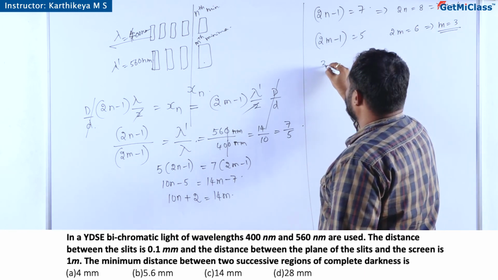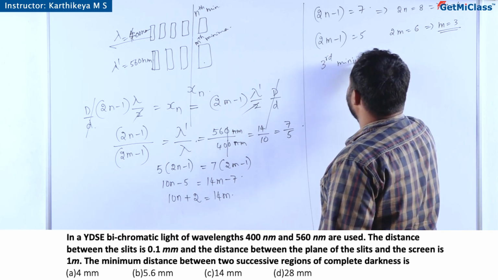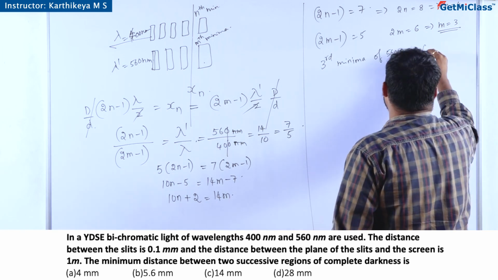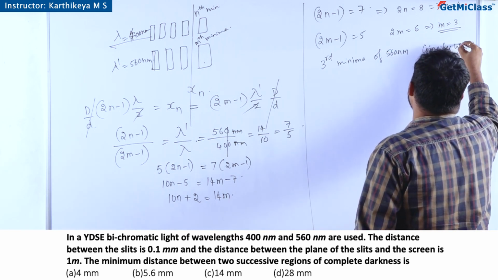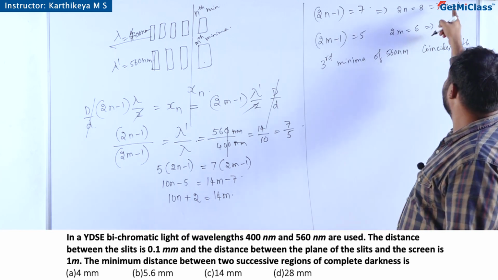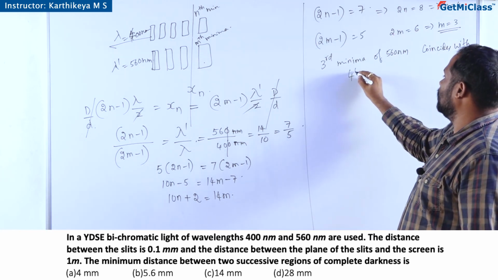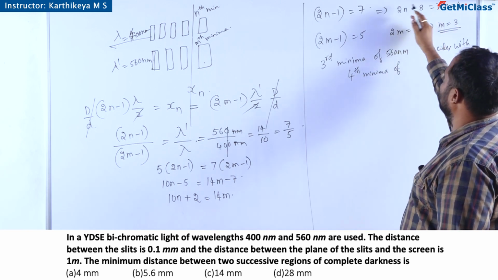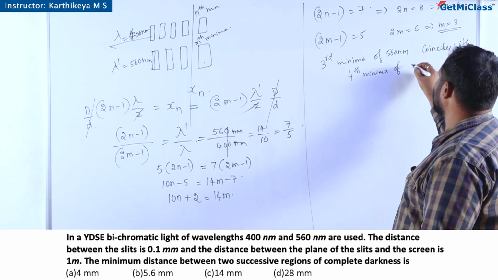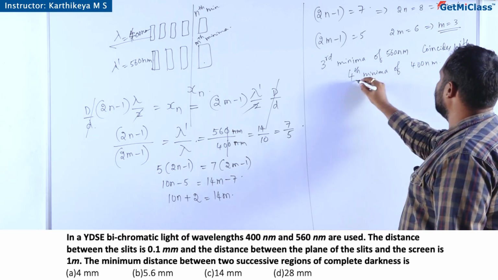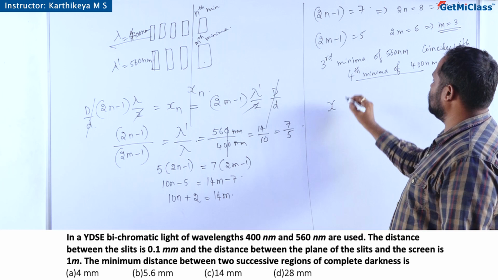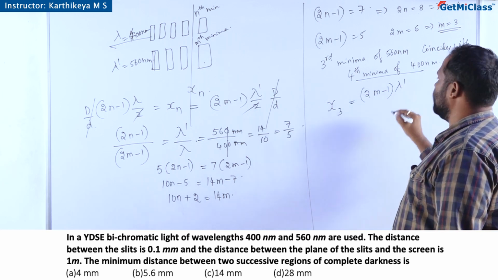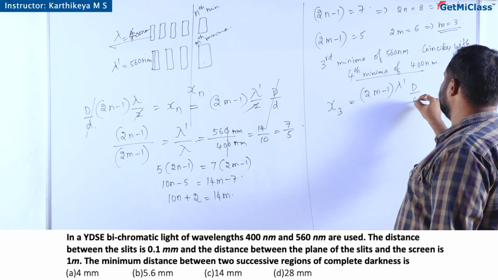So the third minima of 560 nanometer coincides with the fourth minima of, say, what is the wavelength? 400 nanometer. So the location is x3 is equal to 2m minus 1 lambda dash D by d.